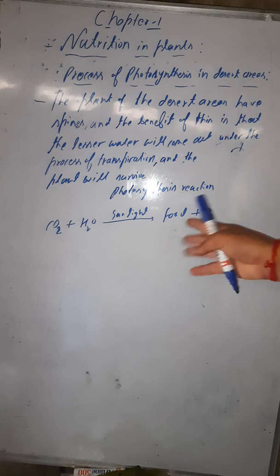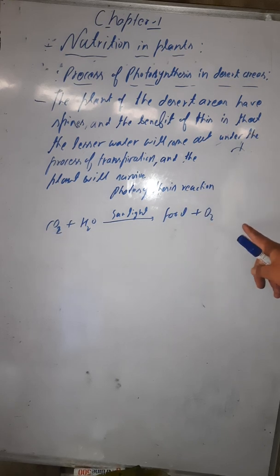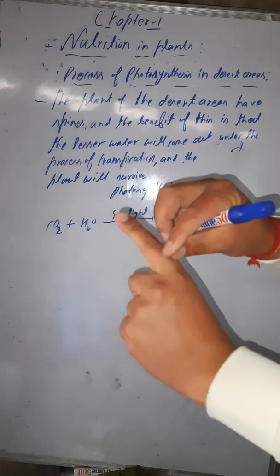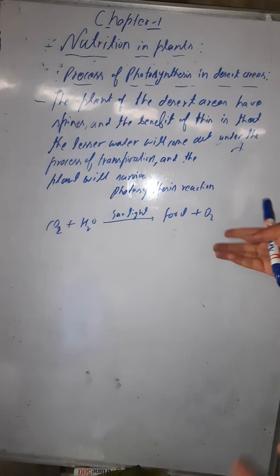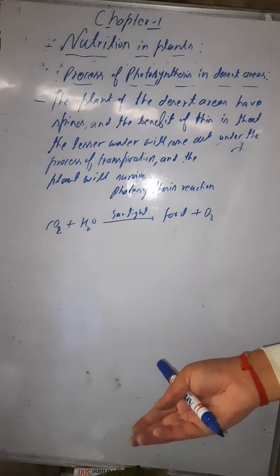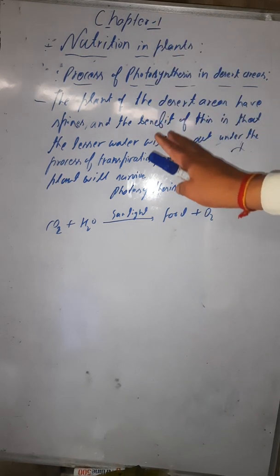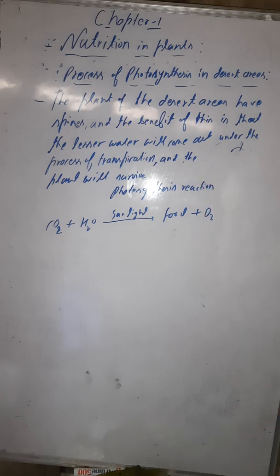Are you getting this? But the plants of the desert area will not give water because they have spine leaves, and the spine leaves have lesser surface area, so lesser water is coming out, and more and more oxygen will come out. So this will be the reaction for the desert area. Are you getting this? Okay.